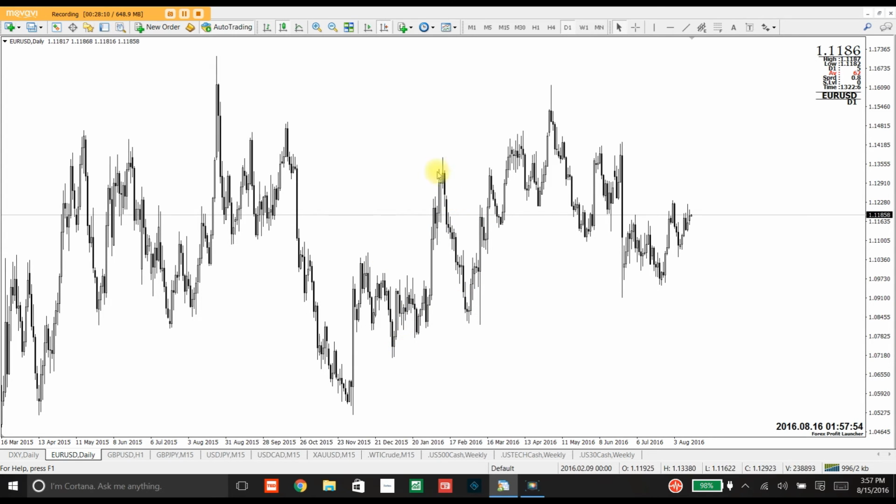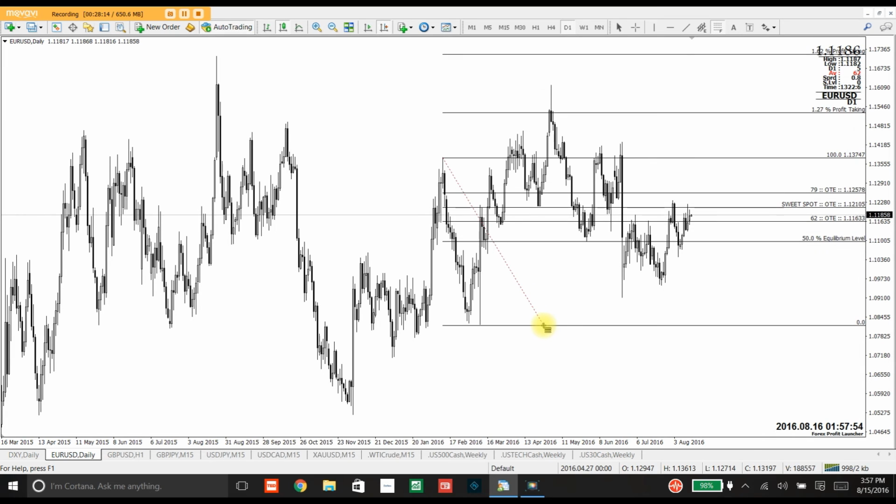So we have a low, high, here's a retracement. We'll draw the expansion level. We end up getting the 127. Not quite the 162, but the 127.